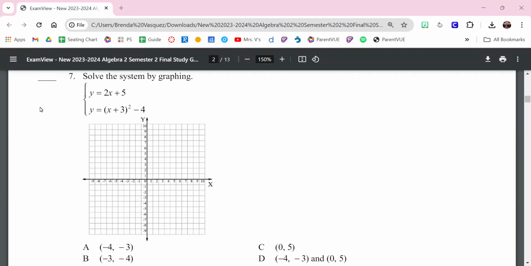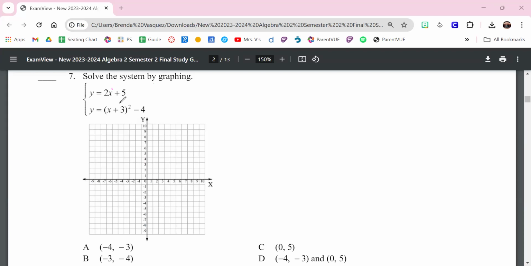Notice here that we have two equations. One equation is 2x plus 5, which is a linear equation. The highest exponent that we have here is 1. Notice here, for example, power of 1. That means that we have a linear equation. We're going to have a line.